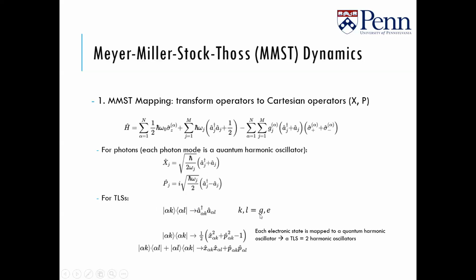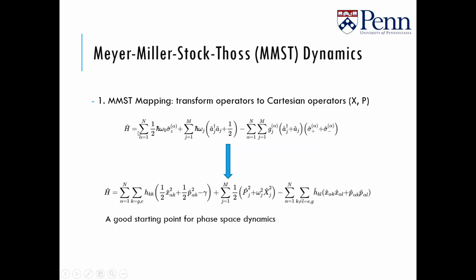Here, k and l denote different electronic ground states or excited states, and alpha is the index of different two-level systems. Here, we map each two-level system to two harmonic oscillators, so that we can write them in X and P relatively easily. Hence, by using the Meyer-Miller-Stock-Thoss mapping, we can map the original quantum Hamiltonian to a function of X and P, which is very similar to phase space dynamics.